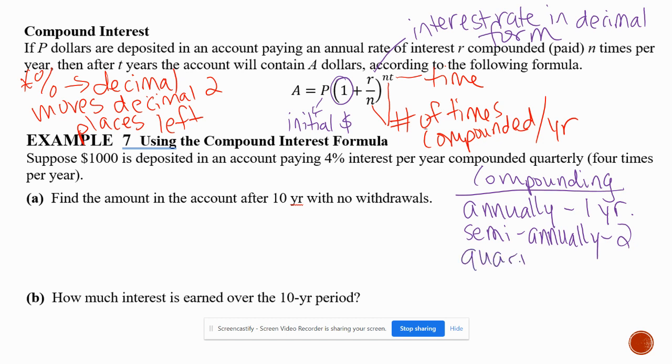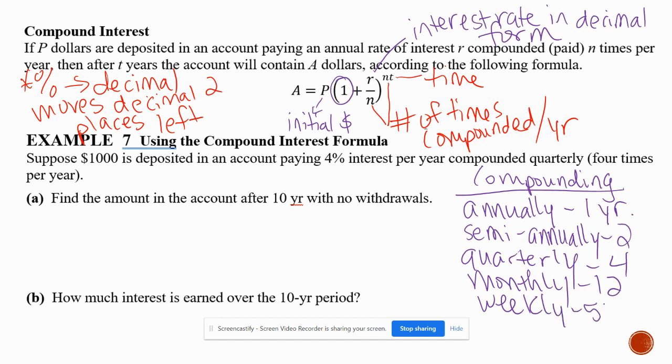Quarterly would be 4 times per year. Monthly would be 12 times per year because there's 12 months in a year. Weekly would be 52 times, and then daily 365 times. They don't use the 1/4 in there. They're just leaving it at 365.